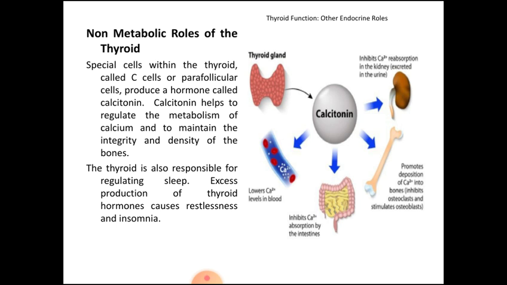There is a special cell within the thyroid, which is called the C cell or parafollicular cell. The C cells produce a hormone called calcitonin. Calcitonin helps to regulate the metabolism of calcium and to maintain the integrity and density of bones, which is also related to calcium concentration. So the thyroid releases a special type of hormone besides T4 and T3, from specialized C cells or parafollicular cells. This type of cell controls the metabolism of calcium by releasing calcitonin, which also regulates the calcium and the integrity of the bones.